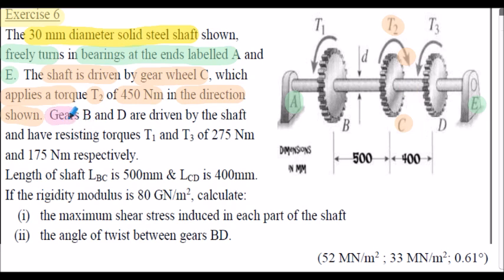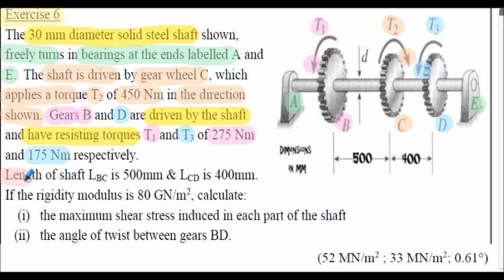Gears B, shown here, and D, shown here, are driven by the shaft and have resisting torques T1, shown here, 275 Newton meters, and T3, shown here, of 175 Newton meters. Notice the directions of T1 and T3 shown here. They're opposite to that of torque T2.